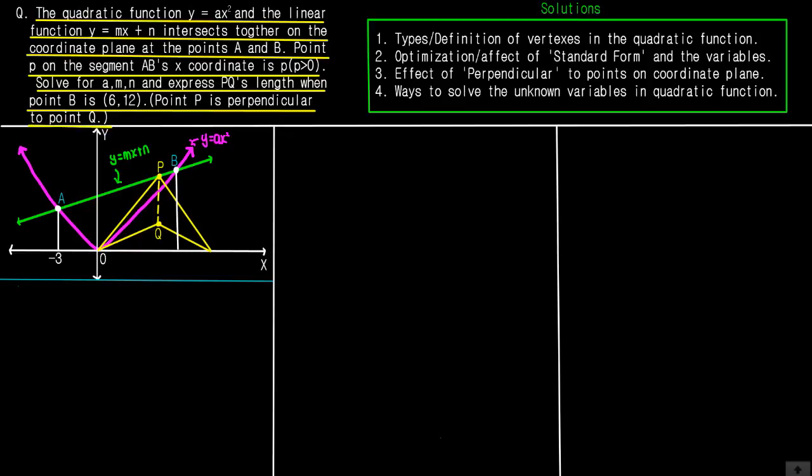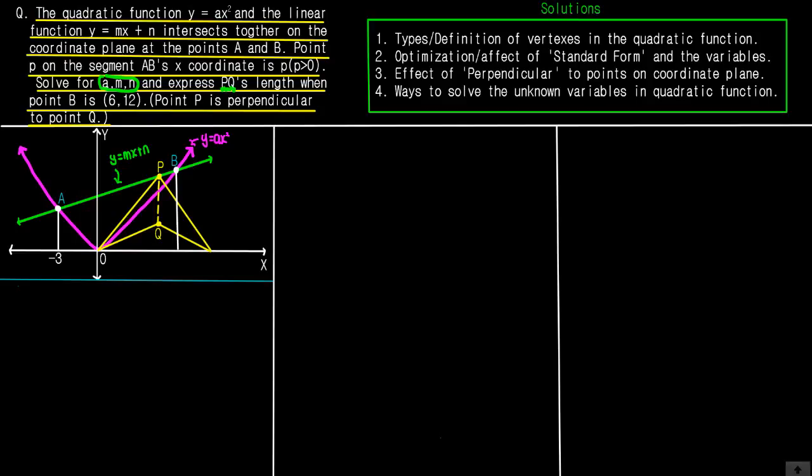point P is perpendicular to point Q. So this question is basically asking us to solve for our unknown variables a, m, and n through our functions, and our other equation in this case will be the expression for PQ. PQ will be a point and its length when point P is 6, 12.